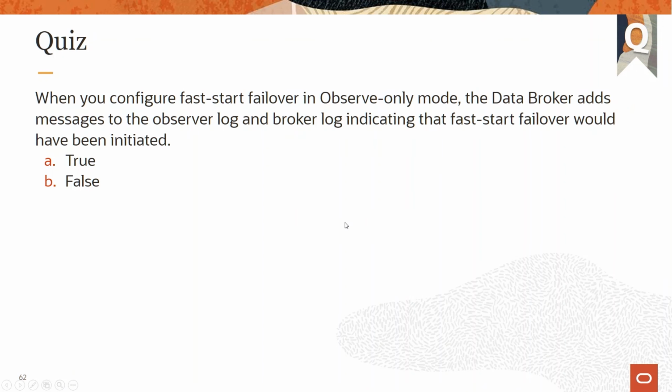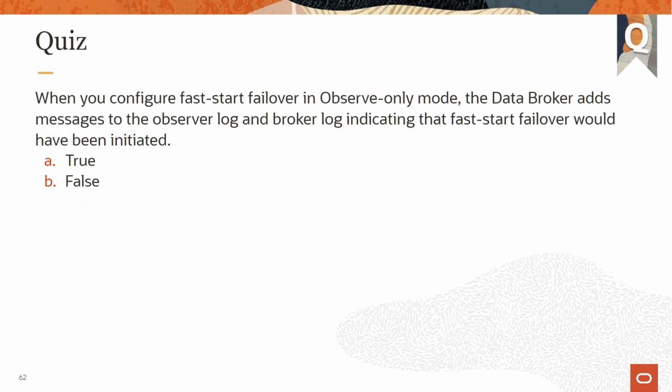And the other question is, when you configure fast start failover in observer only mode, DataGuard broker adds messages to the observer log and broker log indicating that fast start failover would have been initiated. The answer is yes. So it's kind of a dry run testing. I'm going to show you a couple of demos in the demo environment.